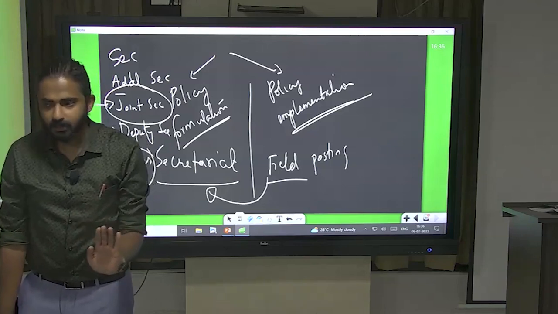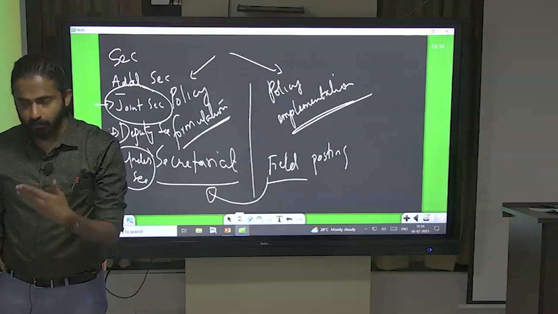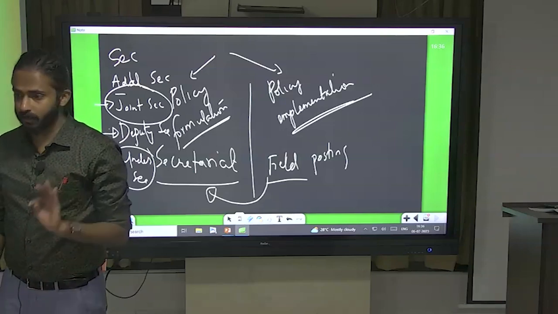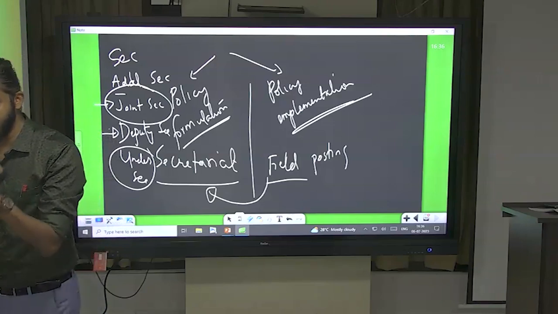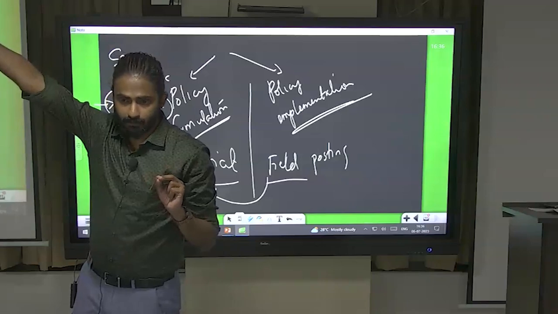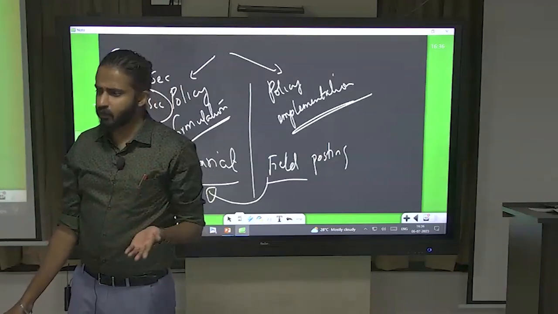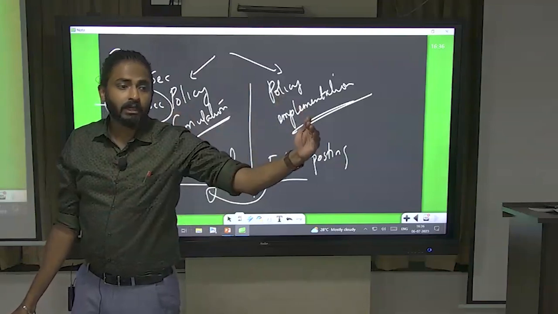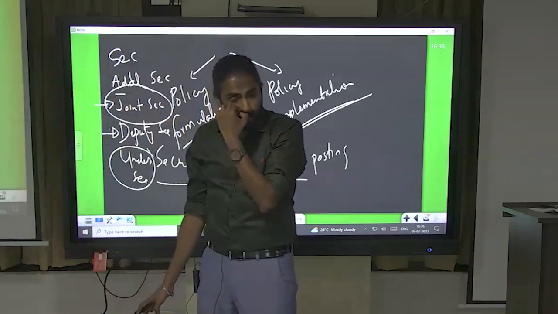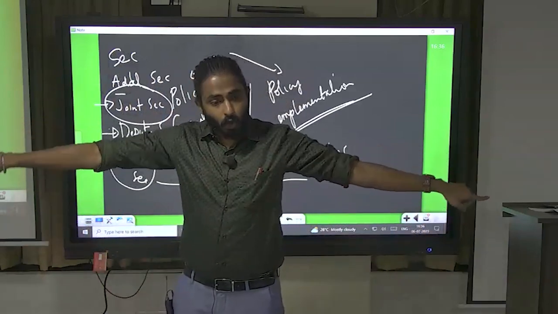Everybody retires at 60 years. If you are a central government employee you retire at 60 years, so age does not matter much. Your seniority will depend upon years of service. If you join the service at the age of 21, you will have the seniority to become cabinet secretary, right? In the state, if you have 30-35 years of service, you can definitely become chief secretary. So chief secretary is nothing but the senior most IAS officer.